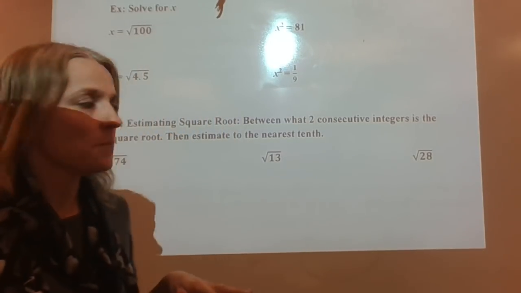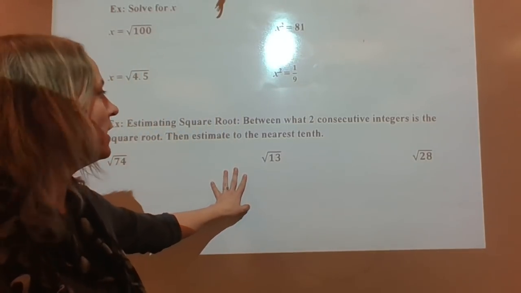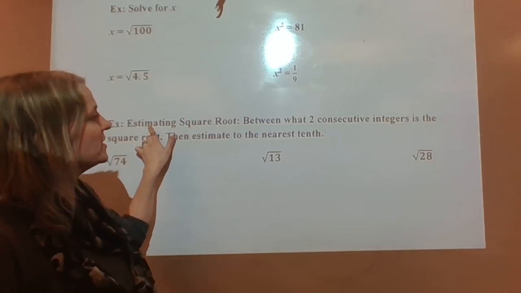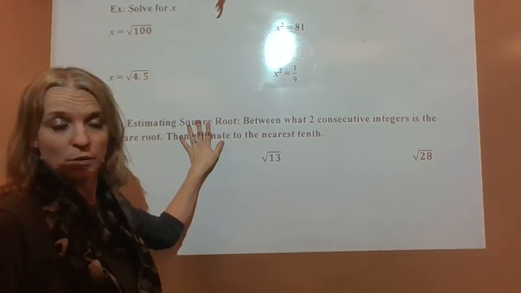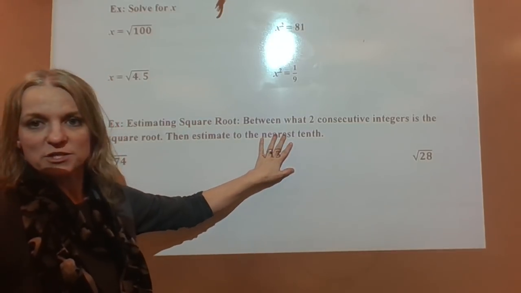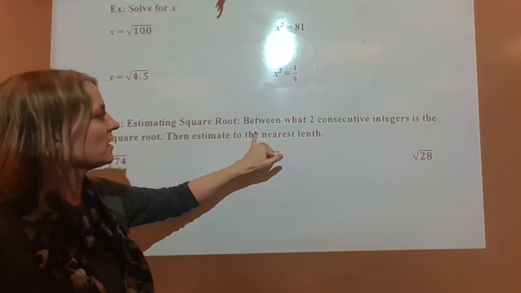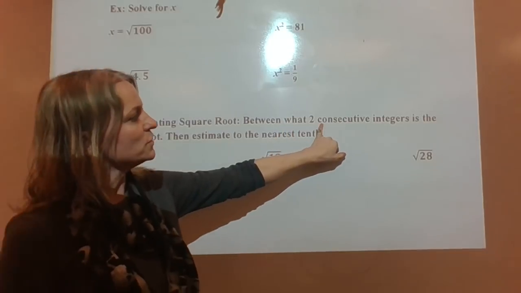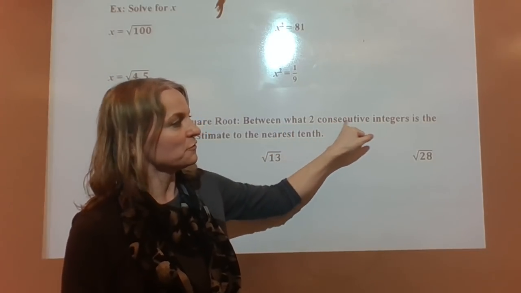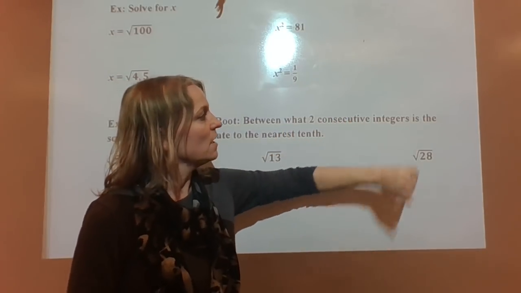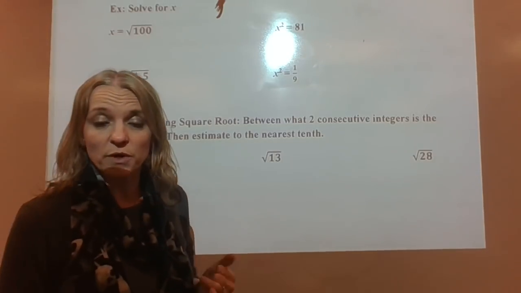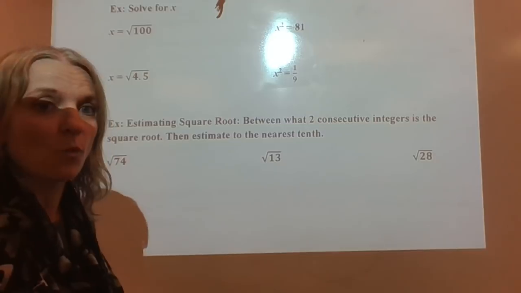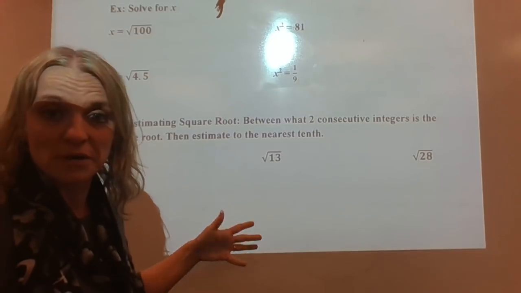Okay, we have one more part to your notes for day one, and that is how to estimate a square root. So that means figuring out what the square root is of a number without actually typing it into our calculator. We're going to figure out between what two consecutive integers, consecutive meaning numbers next to each other, is the square root. And then we'll estimate it to the nearest tenth. So we're going to get right down to a decimal of what that square root is approximately.